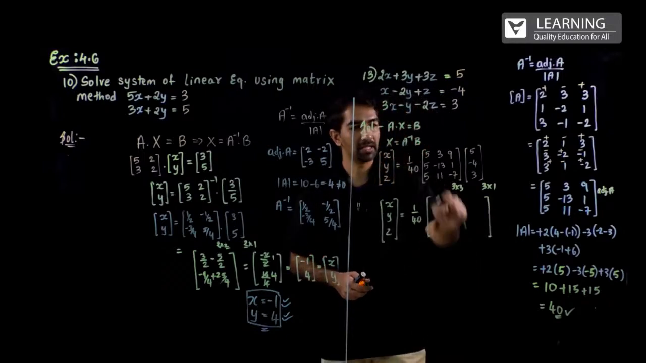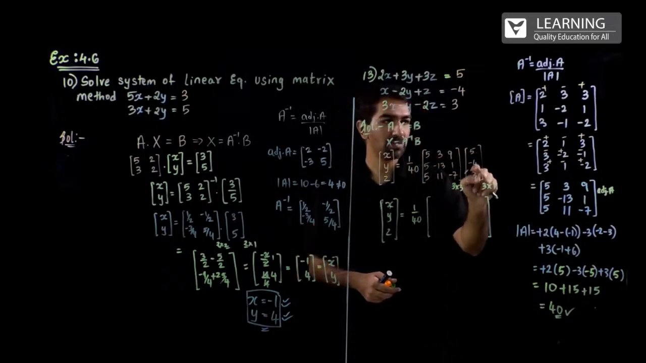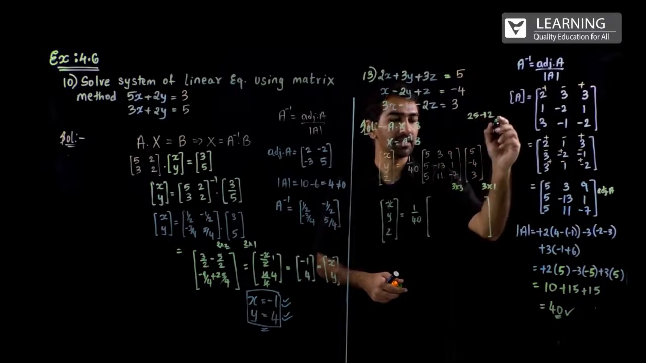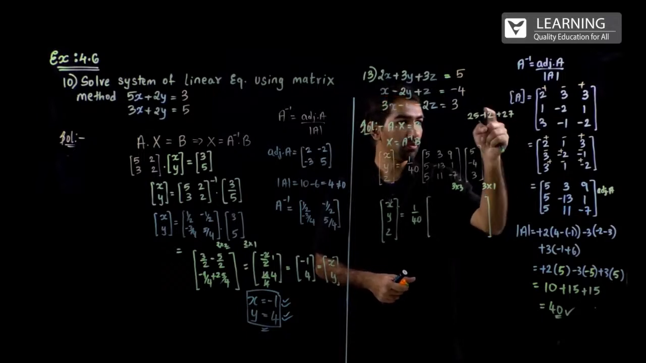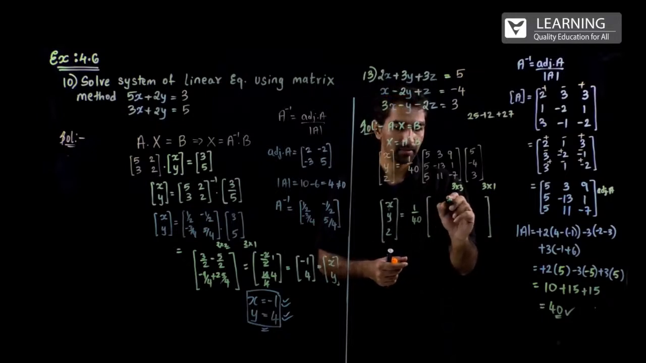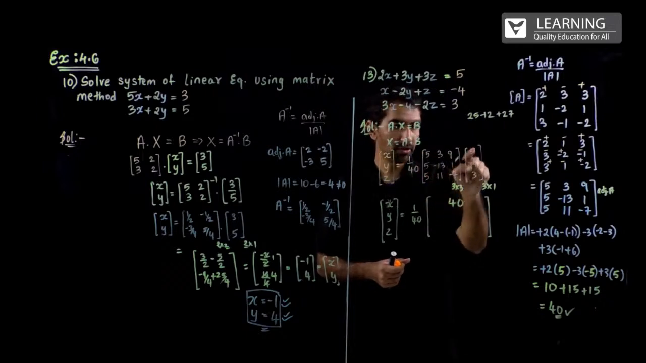How is matrix multiplication done? Row into column. 5 5s are 25. 3 into 4 is minus 12. So 25 minus 12, 9 3s is plus 27. So 25 plus 27, this will give us 52. 52 minus 12, 40. Okay, next. First row into first column is done.